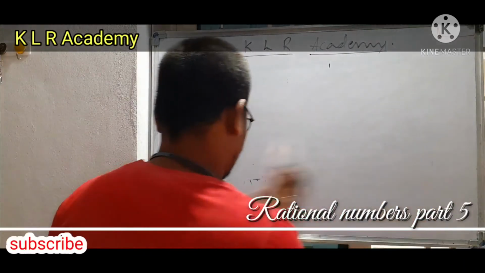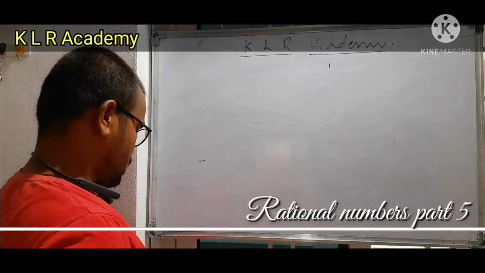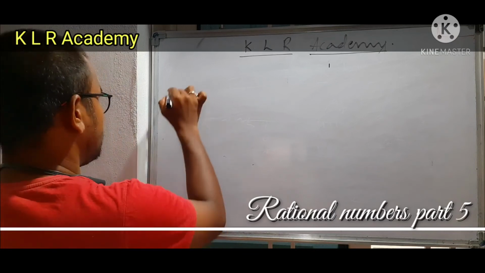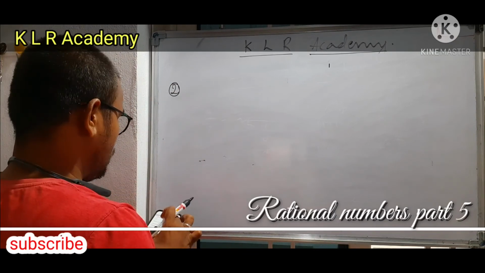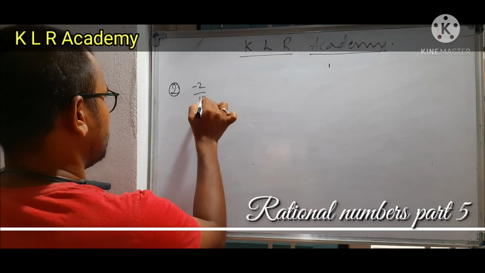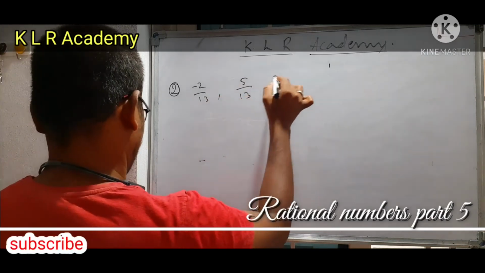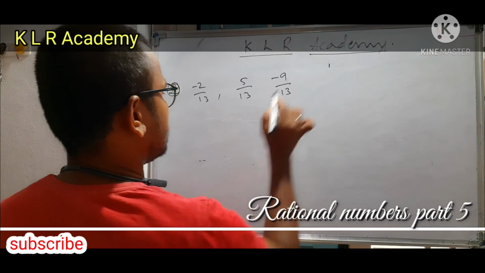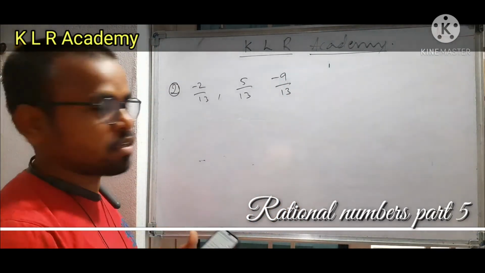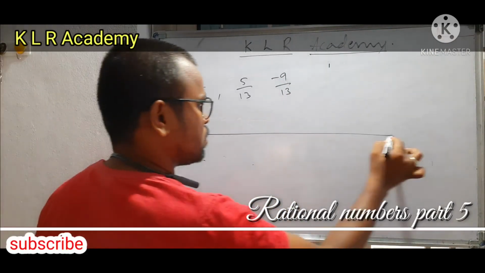Question number 2. Represent minus 2 by 30, 5 by 30, minus 9 by 30. This is simple. All are proper fractions.